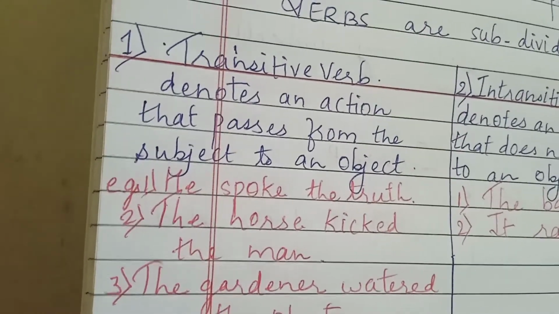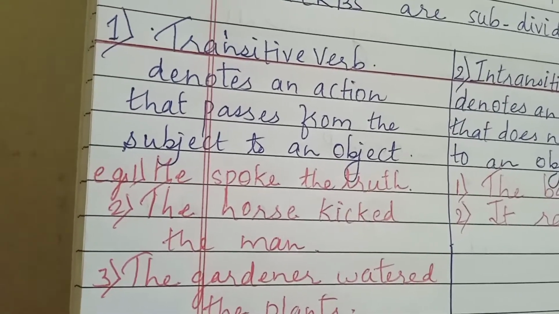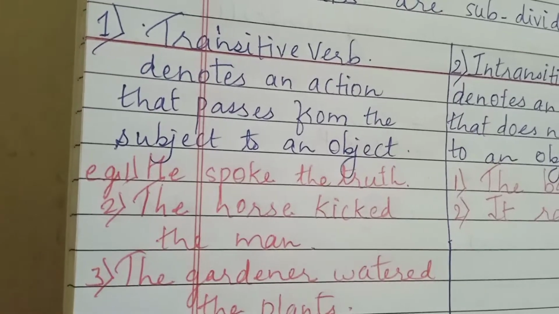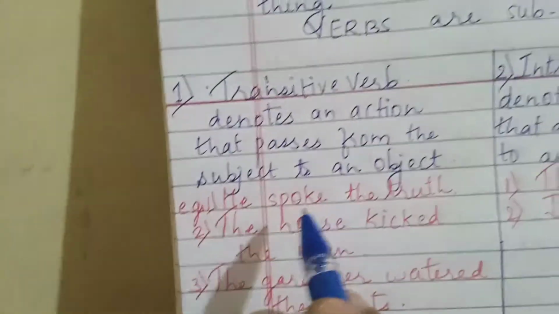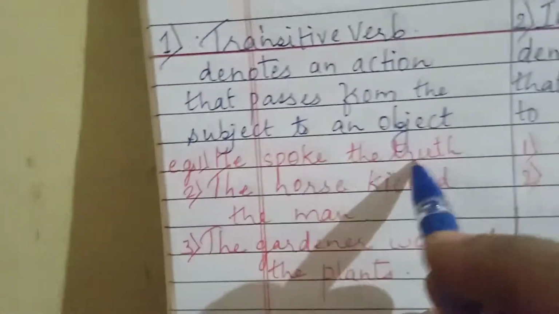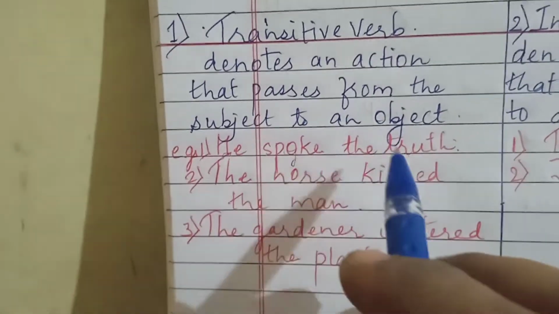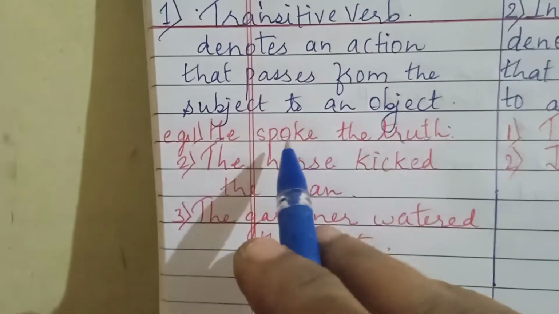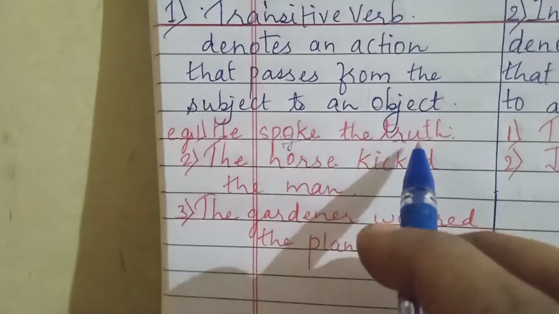For example, he spoke the truth. Here the truth is considered to be an object. He is the subject. Verb is spoke. He spoke the truth. He is the subject. Spoke is the verb and truth here is an object. Now this verb spoke requires this object to complete its meaning.